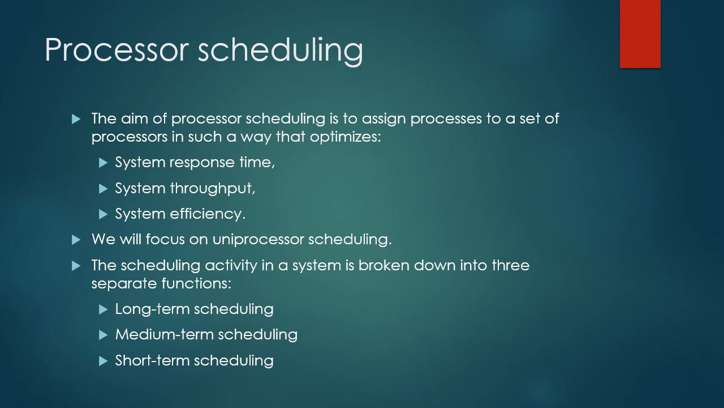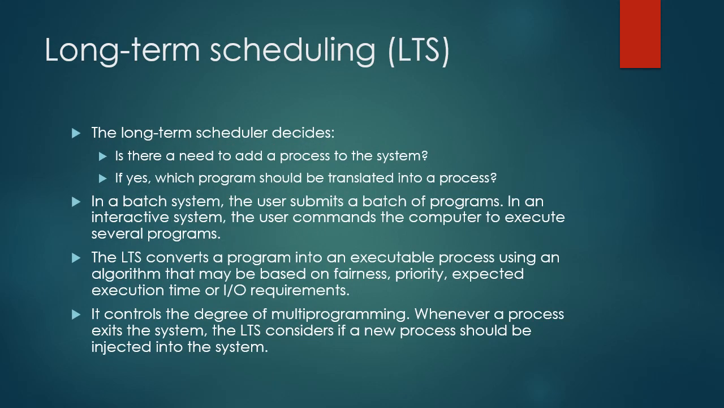The scheduling activity in a system is broken down into three separate functions: long-term scheduling, medium-term scheduling, and short-term scheduling. The long-term scheduler decides, is there a need to add a new process to the system? If yes, which program should be translated into a process? In a batch system, the user submits a batch of programs. In an interactive system, the user commands the computer to execute several programs.